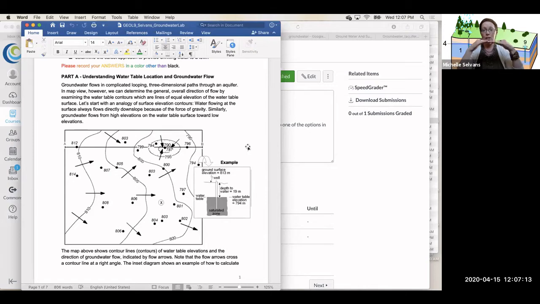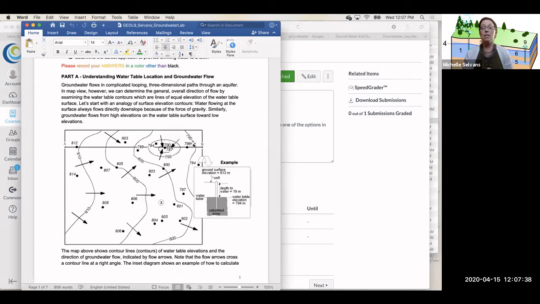So we're not looking at the surface of the land, right? But we're actually looking at the elevation along the top of the water table itself in the subsurface. So you still have contour lines here. We have 810 meters above sea level. Here is 805 meters above sea level, 800, 795.